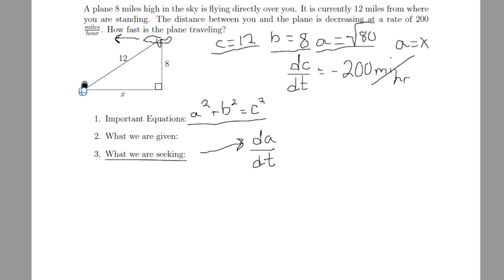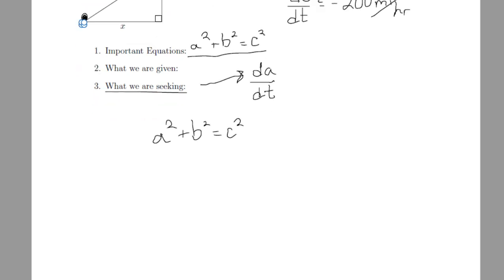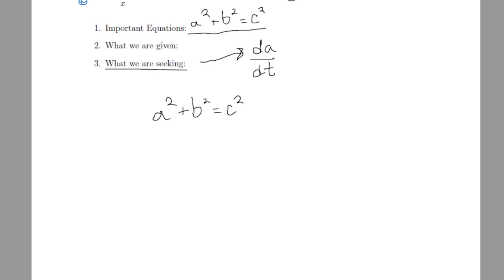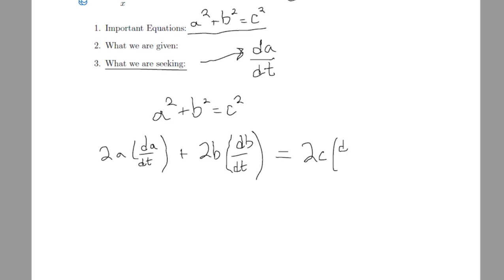Let's see. So we might have to do a couple chain rules here. All right, so we have a squared plus b squared equals c squared. We'll go ahead and take a derivative with respect to time. So we have to do quite a few chain rules. First we'll get 2a times dA over dt, plus 2b dB over dt, and that is equal to 2c dc over dt.